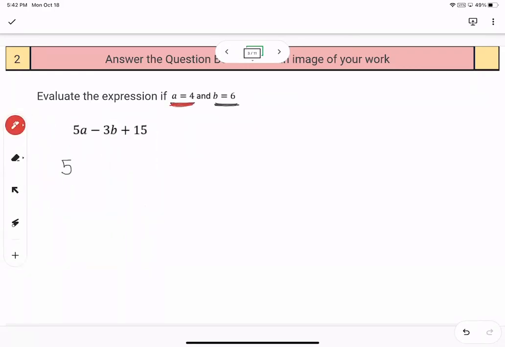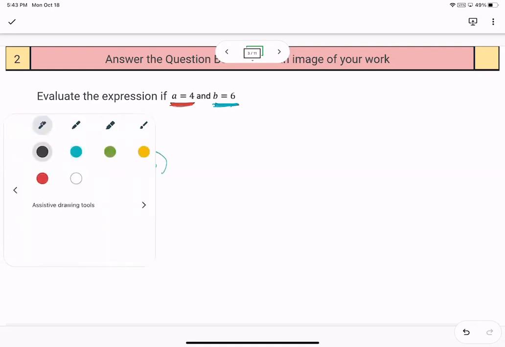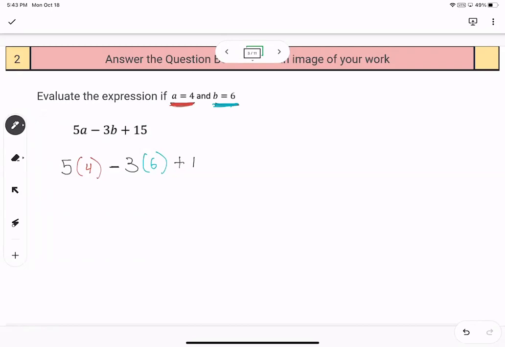So 5 times 4. Remember, when a variable and number are next to each other, that's multiplication. So 5 times 4 minus 3. Now we have b. I'll do this in blue. B for blue. So now b is 6. I'm going to plug in 6. Negative 3 times 6 plus 15. Now we're going to do PEMDAS to evaluate.